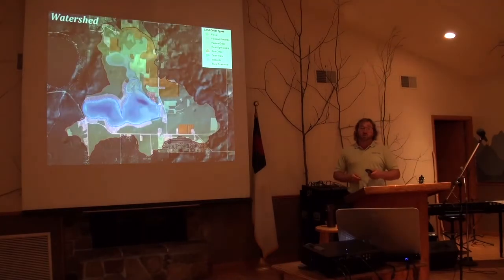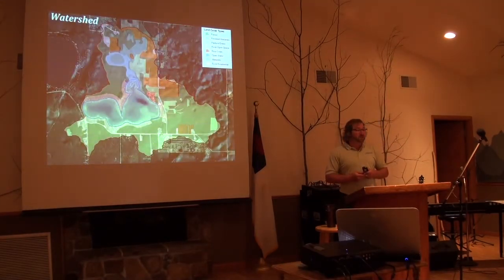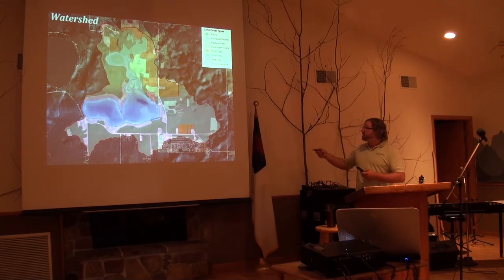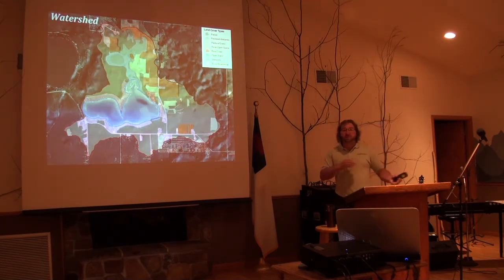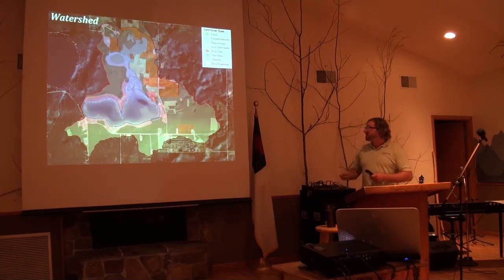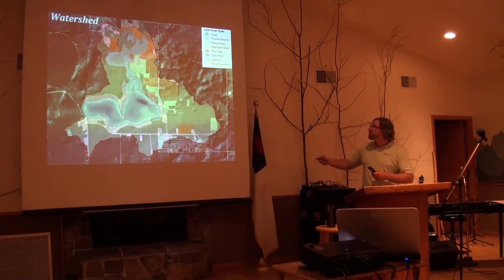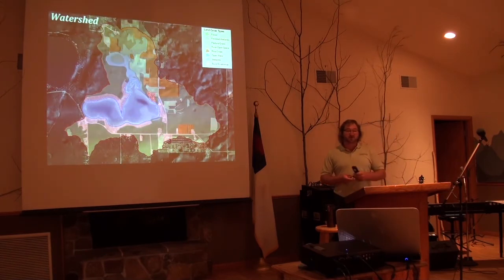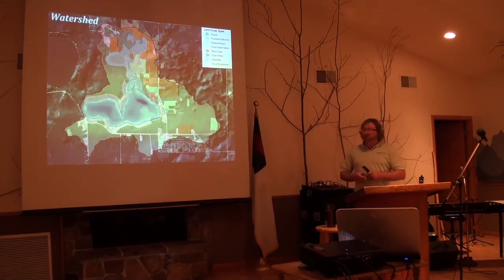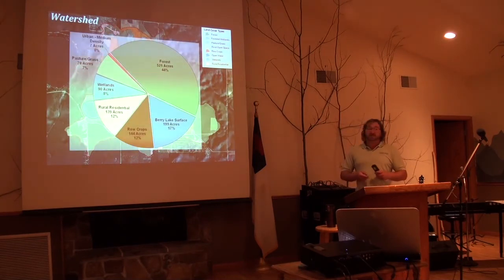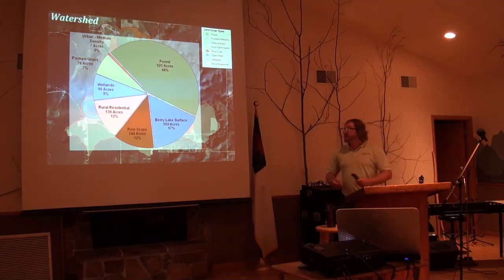These are the land cover types for Berry Lake. You can see some agricultural, some pasture. That might change from year to year in cyclic rotation. We have a lot of forest. We have some forested wetlands and wetlands in here. And then, of course, we have what every lake has, the rural residential, the lake properties. This is the breakdown of what that ends up being.